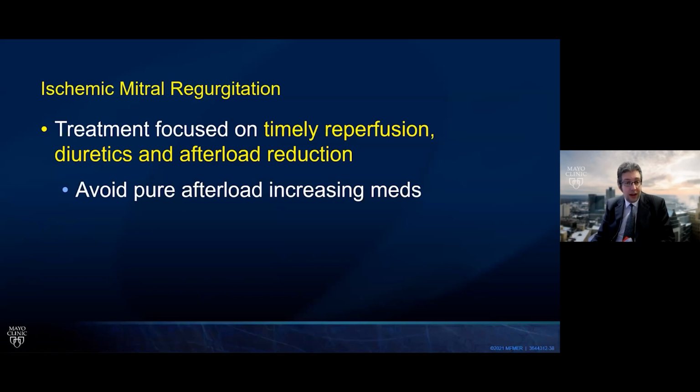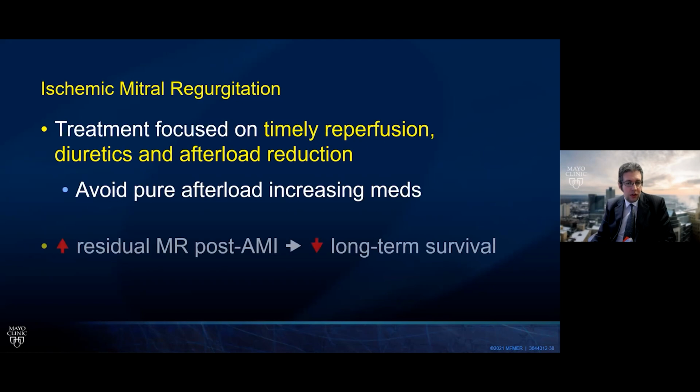Treatment of this, again, involves timely reperfusion. You may need to use diuretics in these patients with pulmonary edema. And afterload reduction allows for additional forward flow. It makes the path of least resistance for blood to go forward as opposed to ejecting retrograde into the left atrium and into the lungs. The more mitral regurgitation that you have post-MI, the worse you do.